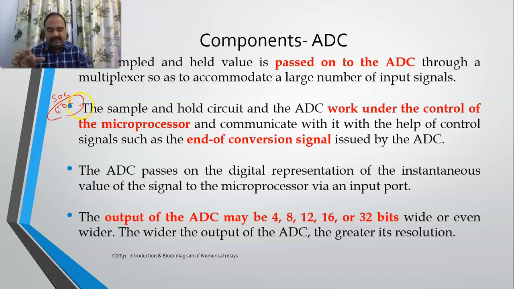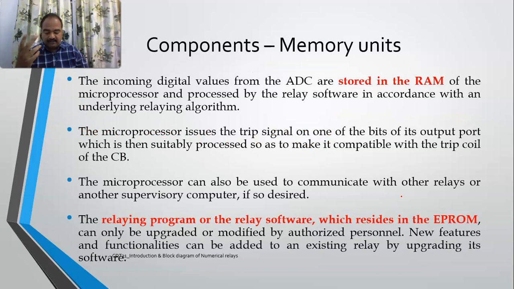So this ADC converts your analog signal into your digital signal. So how many bits? It depends upon the microprocessor. It can be a minimum of 4 bits to now 32-bit, 64-bit processors are also there. The wider the output of the ADC, the greater will be the resolution. But if you use too many bits, the system will become complex. So there is a limitation on that also.